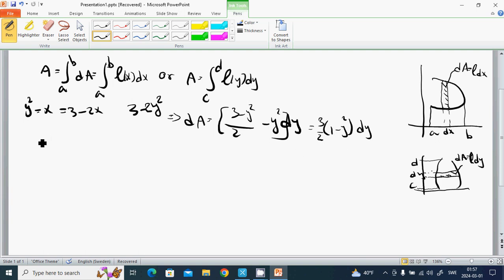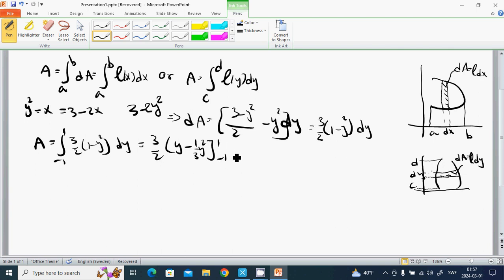Then the area equals the integral from minus 1 to 1 of 3/2 (1 minus y squared) dy, which is 3/2 (y minus 1/3 y cubed) from minus 1 to 1. It is 2.